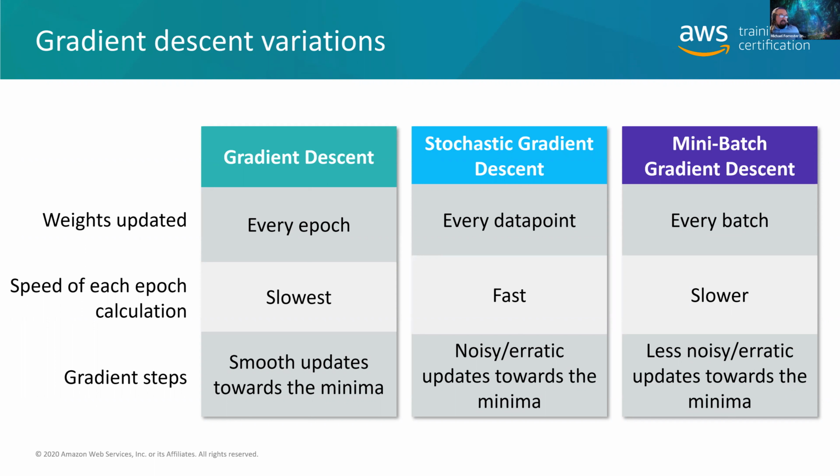Another technique is called mini batch, right? So it's less noisy and erratic, but it's a little slower than stochastic, right? So stochastic gradient descent is the fastest by far. And you define a batch size, by the way. So you can define the number of data points that you want to run to update your parameters.